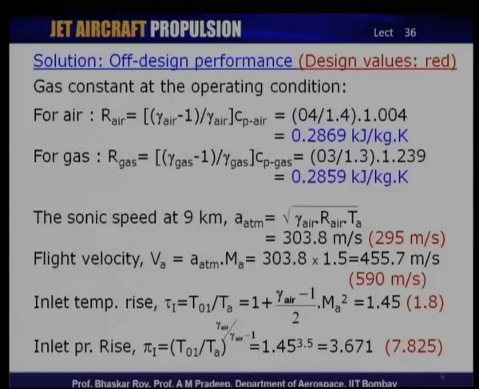Correspondingly, at 9 kilometer, the flight velocity with reference to Mach 1.5 would be 455.7 meters per second. Now, contrast this to the design flight velocity, which was 590 meters per second at Mach 2. So, it is flying at a lower altitude, but it is also flying at a lower Mach number, and as a result the flight velocity is now less by a substantial amount from the design flight velocity.